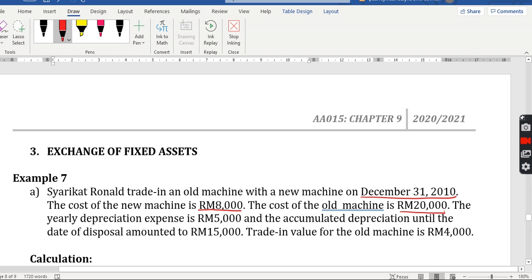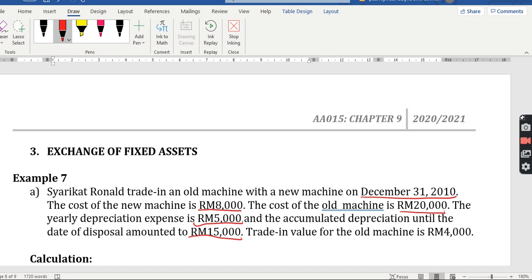So when you want to close the old asset account, the item will be credited at the amount of 20,000. Yearly depreciation dia dah bagi, so you don't need to calculate. 1 year is 5,000 ringgit. And the accumulated depreciation until the date of the disposal is 15,000. Ini jumlah sehingga 31 hari bulan 12 2010. So you are already given the amount.